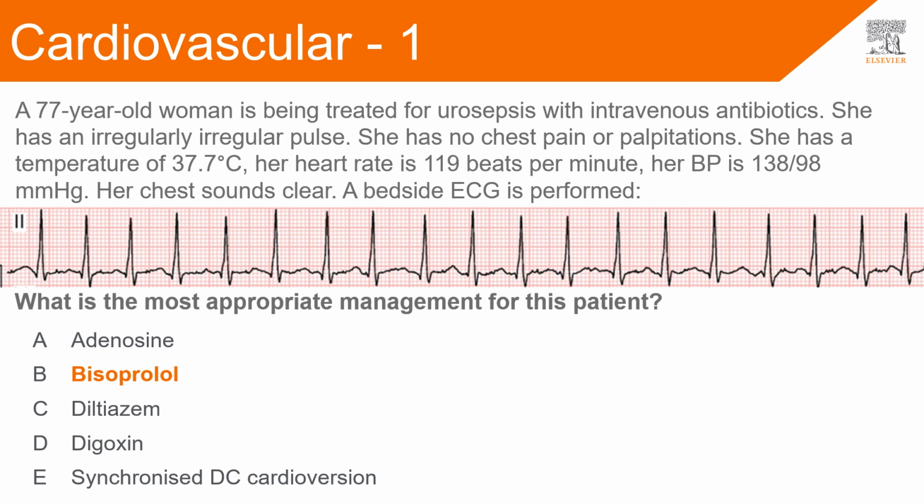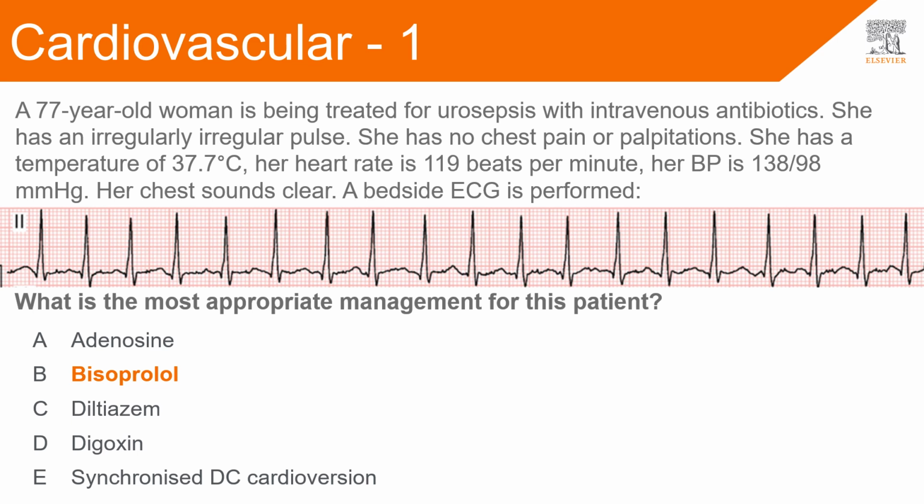Okay, so let's go through the diagnosis. The diagnosis in this case is atrial fibrillation, based on the patient's irregular pulse. Also, on the lead 2 ECG, there is an irregular QRS complex, which is the ventricular rhythm, with a lack of clear P waves. Atrial fibrillation can often be triggered by acute illnesses such as infections, which is likely the case in this patient who has been treated for urosepsis.